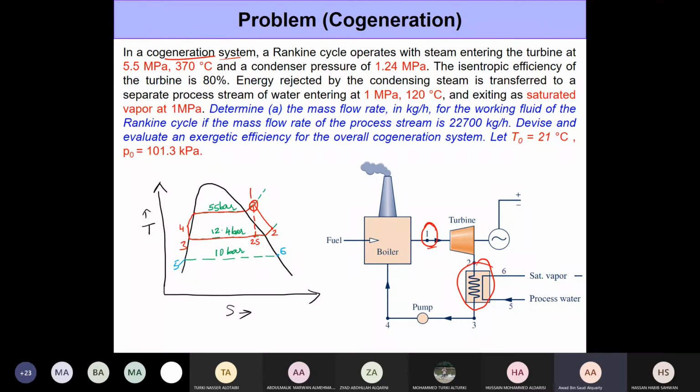The isentropic efficiency of the turbine is given. The energy which is rejected by the condensing steam is transferred to a separate process stream of water which is entering at 1 megapascal and 120 degrees Celsius. So this water is entering as compressed liquid, and it exits as saturated vapor at, of course, the same pressure. So we are not rejecting the heat to the environment, we are rejecting the heat in a heat exchanger to another process stream of water.